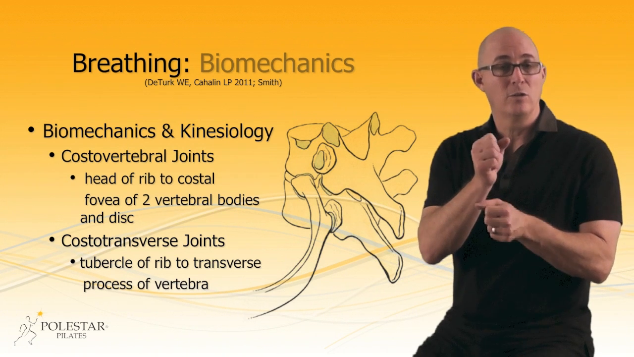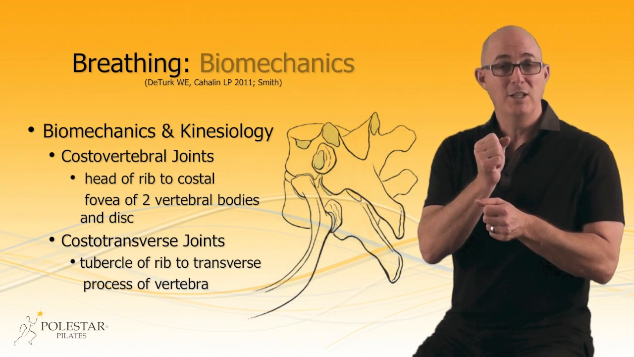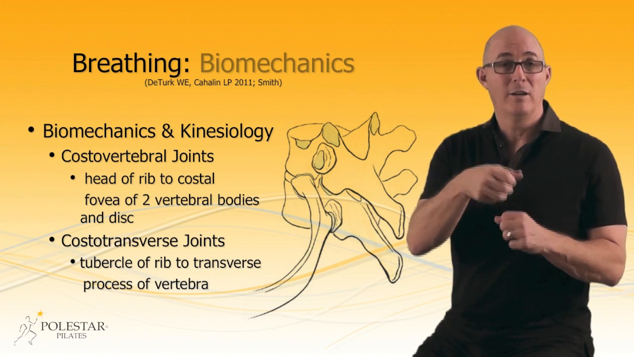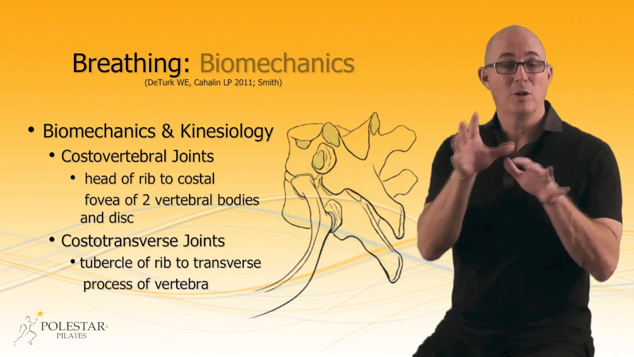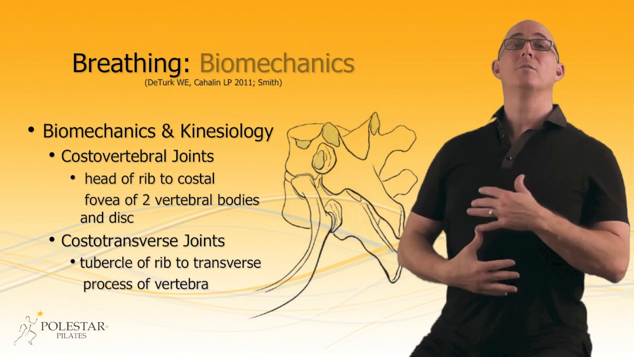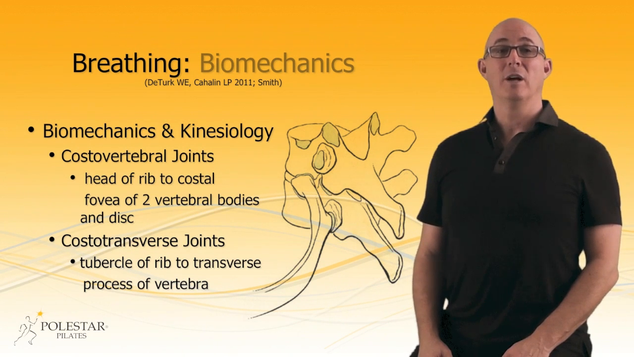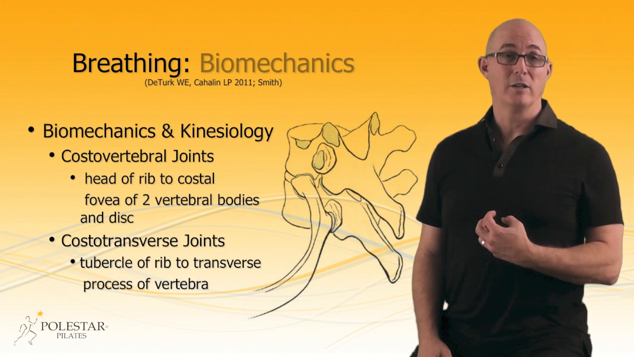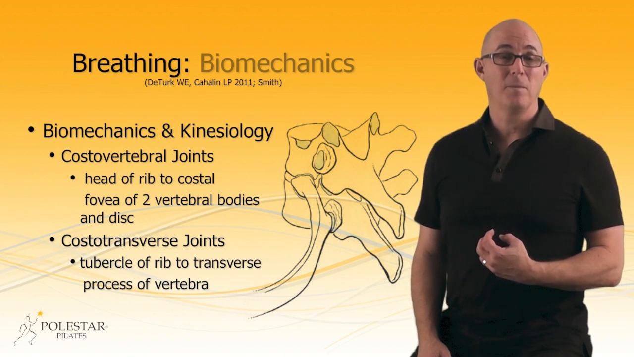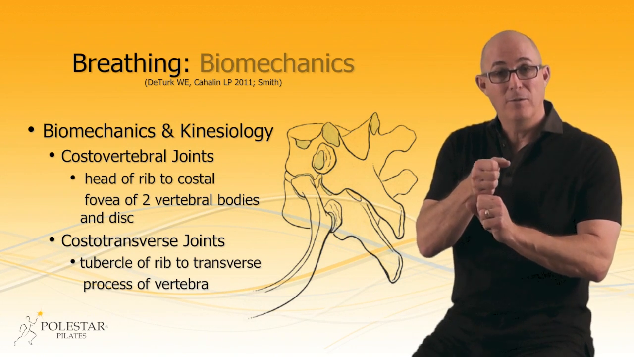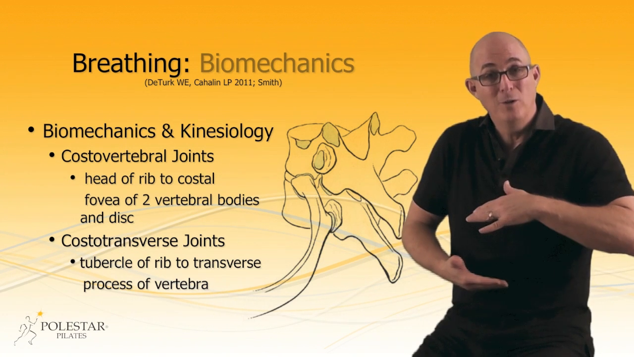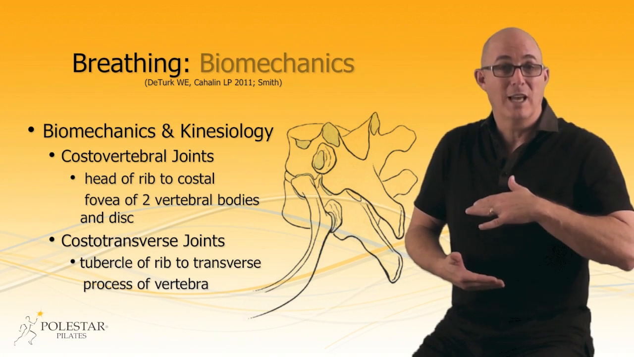So when I go into extension in my spine, the ribs are going to open up like an accordion, because the ribs are going to move forward and open up to decrease the pressure inside the lungs and facilitate inhalation. As the vertebra move into flexion, the ribs come together in the front like an accordion closing in the front, and that causes exhalation.